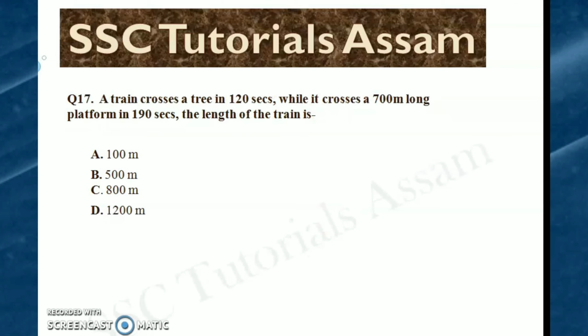Option A. Next, a train crosses a tree in 120 seconds, while it crosses a 700 meter long platform in 190 seconds. The length of the train is?